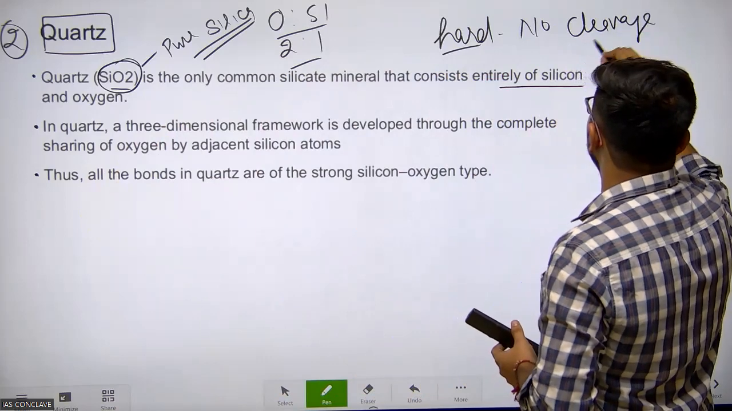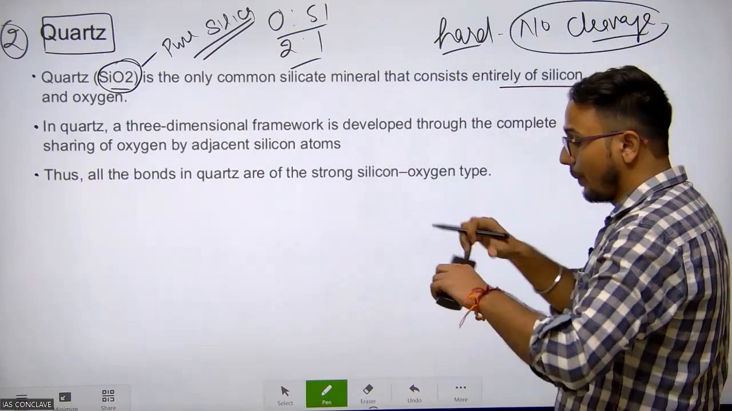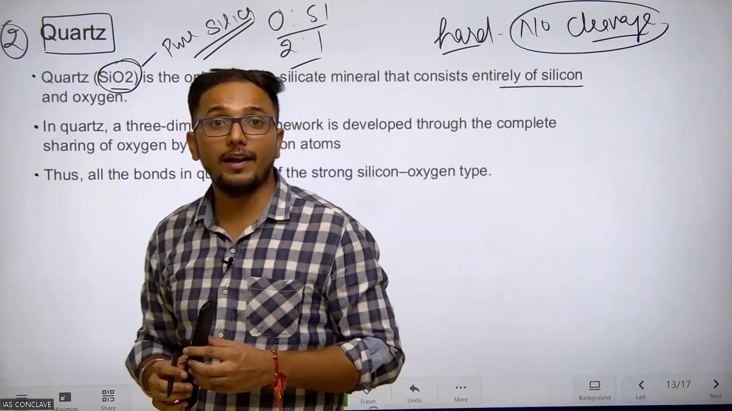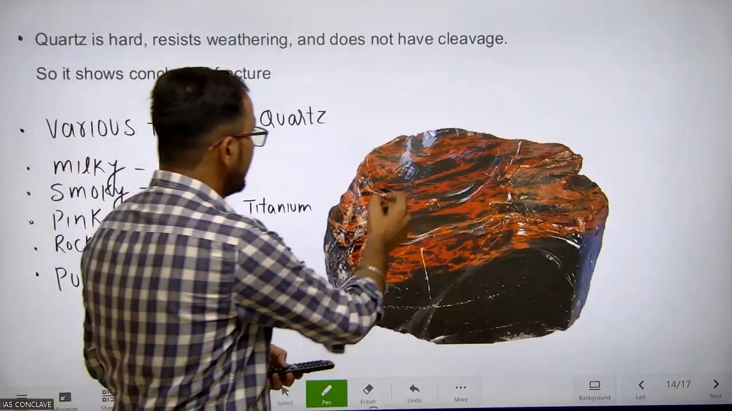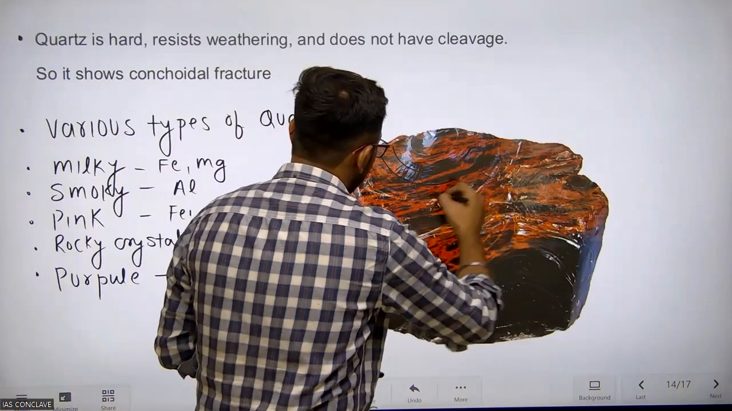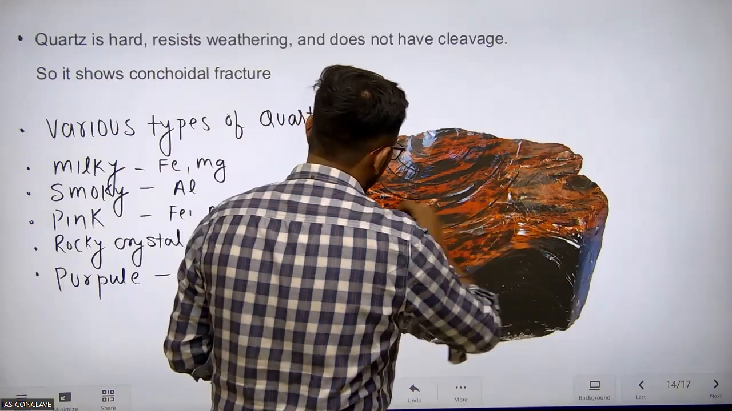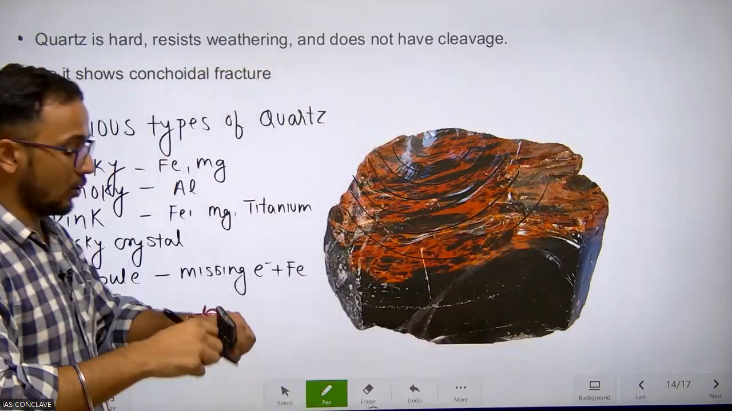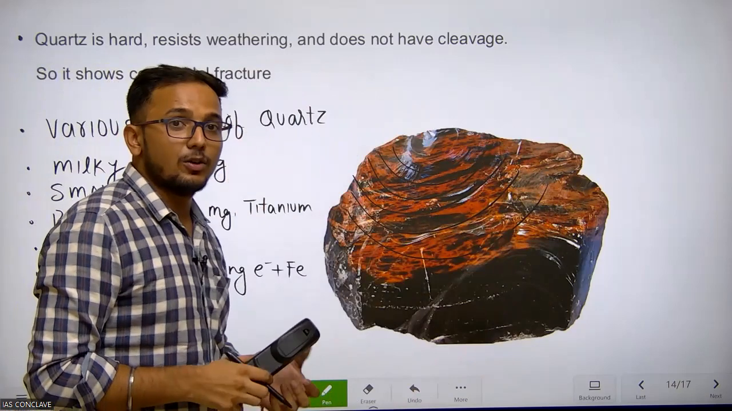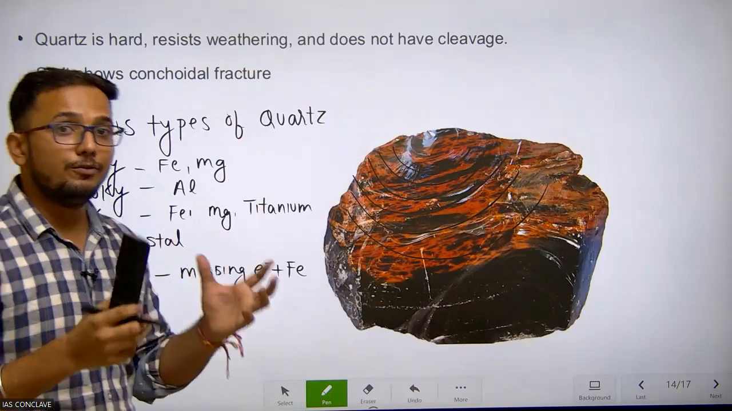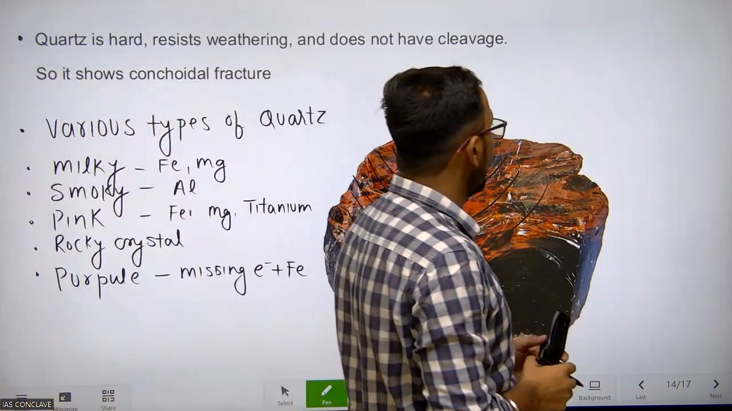No cleavage in quartz. If there is no cleavage, when you break the quartz, you will find the conchoidal fractures. Conchoidal fractures like this. This figure shows you the conchoidal fractures, because these are very hard and they are very resistant to the weathering, because there is no plane of weak zone.